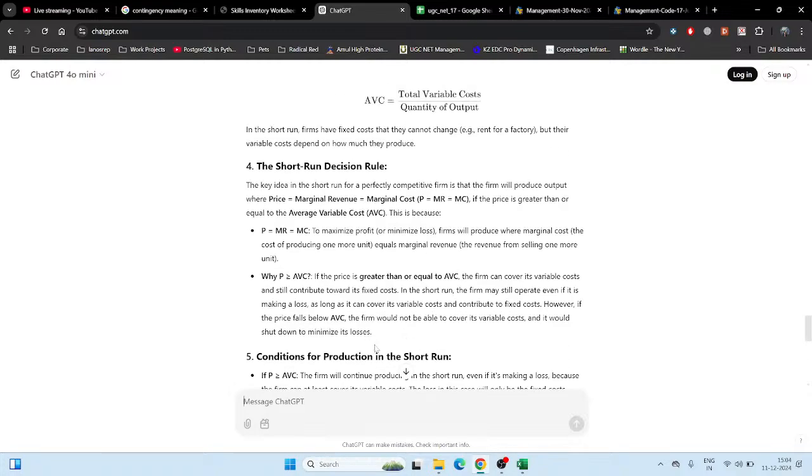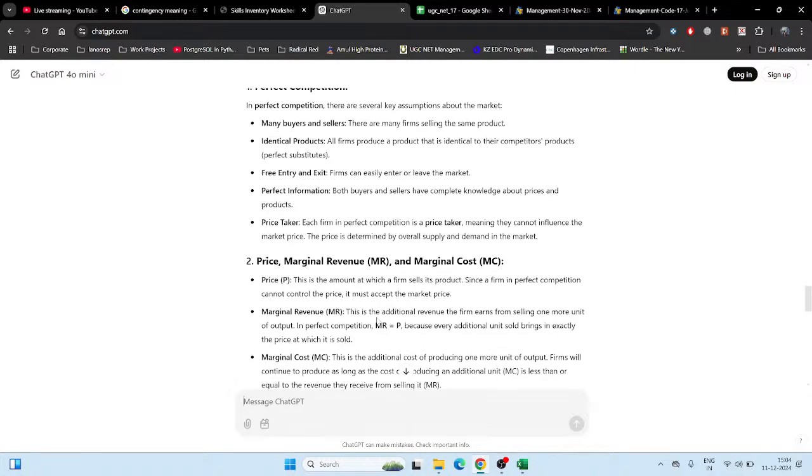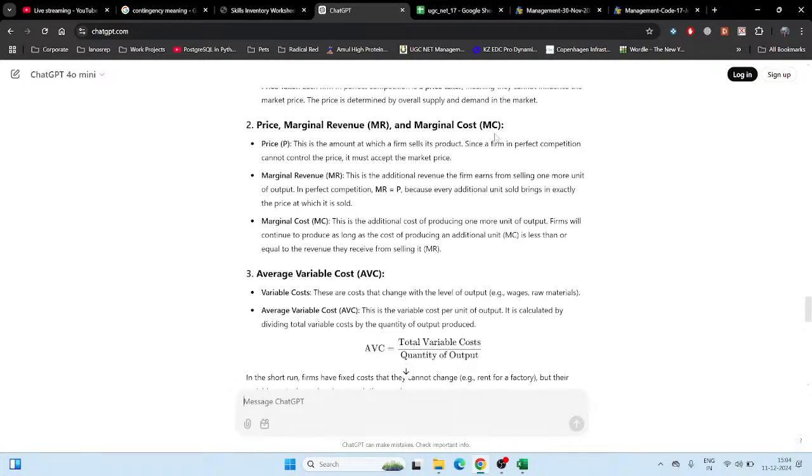Okay, apart from this, let's study this first. Perfect competition, we know the meaning. Price, we know this is the amount at which a firm sells its product. Since a firm in perfect competition cannot control the price, it must accept the market price. Marginal revenue is the additional revenue the firm earns from selling one more unit of output. In perfect competition, marginal revenue is equal to price because every additional unit sold brings in exactly the price at which it was sold.